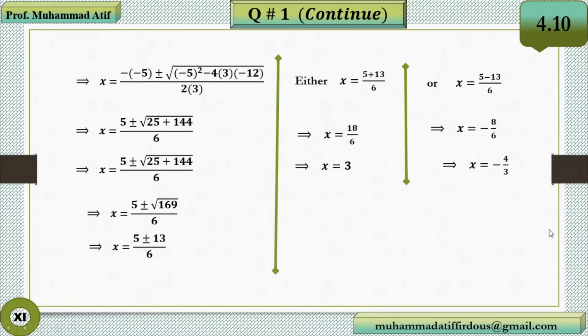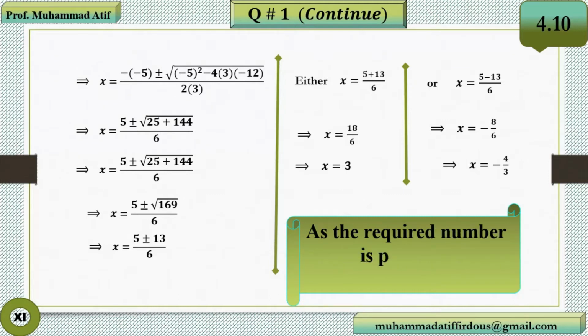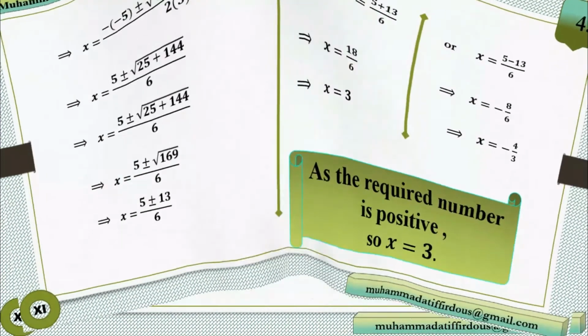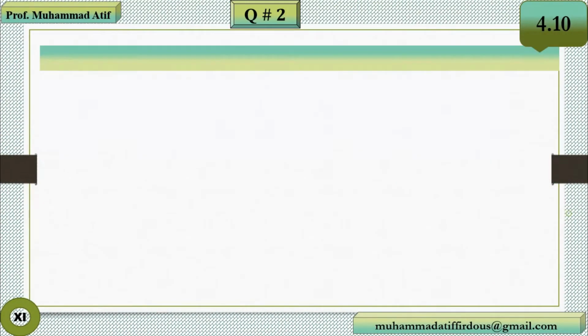So what will be your final answer? As the required number is positive, as we supposed a certain positive number, the required number is only a positive number. So we have the answer only x equal to 3. Just ignore this negative 4 by 3, as given in your question statement. Got it? So this is your first word problem. Next, problem number 2.